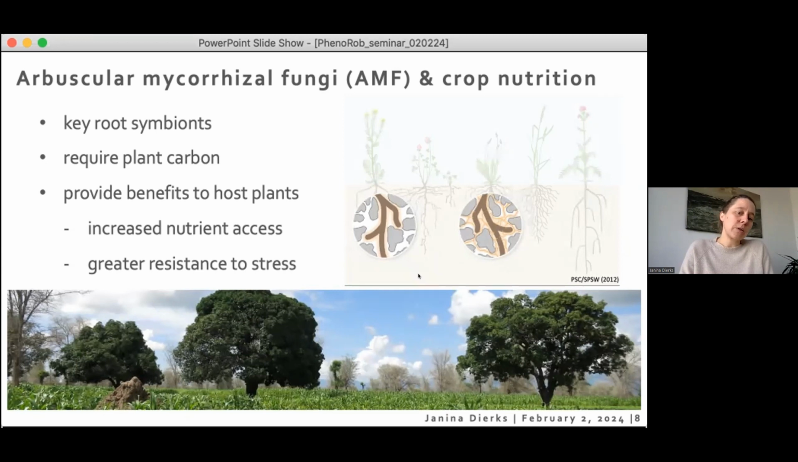And this is in contrast to a plant with a root system that doesn't associate with mycorrhizal fungi. Here you can see on the circle on the left, the roots only have access to the areas of the soil that the roots can actually get to.